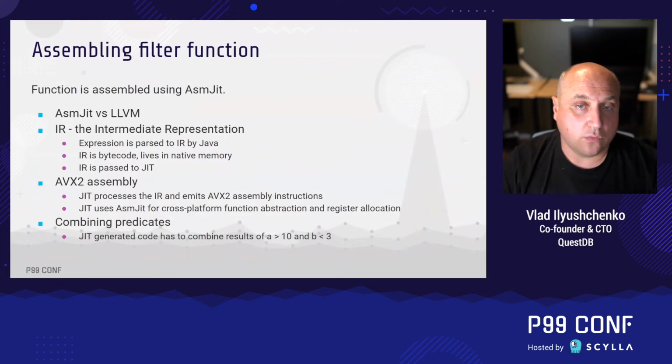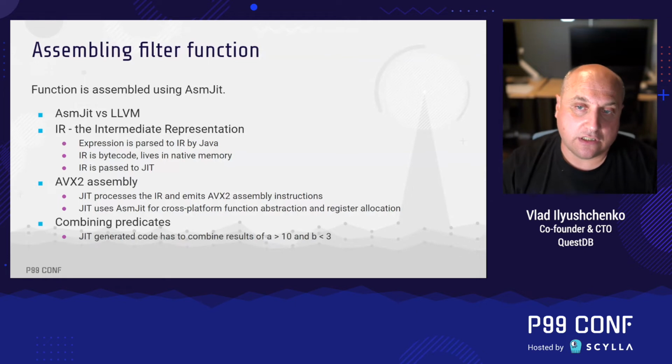So we considered LLVM, which is a fairly good framework, but we thought it's too heavy for us. It produces large binary sizes, has fairly complex infrastructure. We wanted to keep the lightweight feel about the QuestDB code base, so we went with asmjit, and no regrets here whatsoever. So the text parsing and AST, which is abstract syntax tree, are done in Java. The JIT compiler is in C.